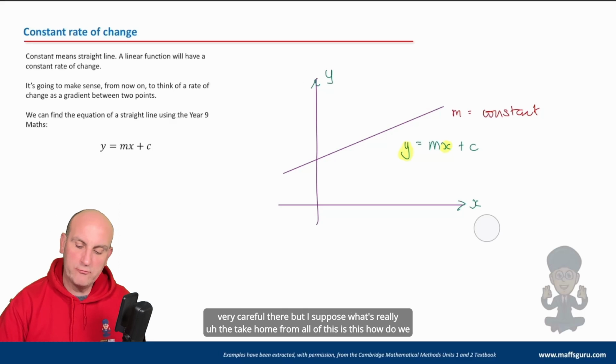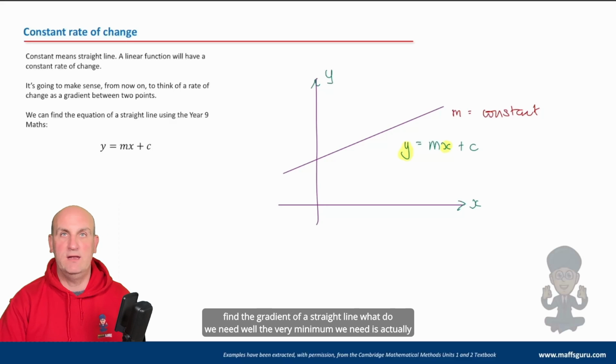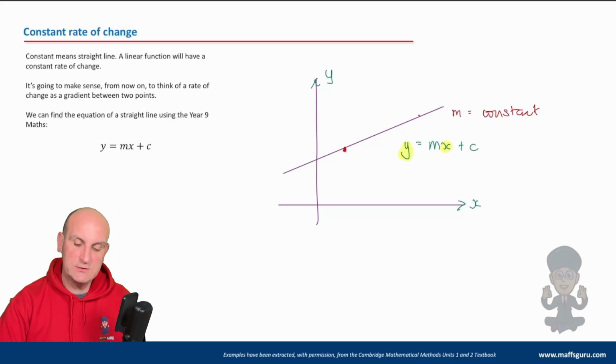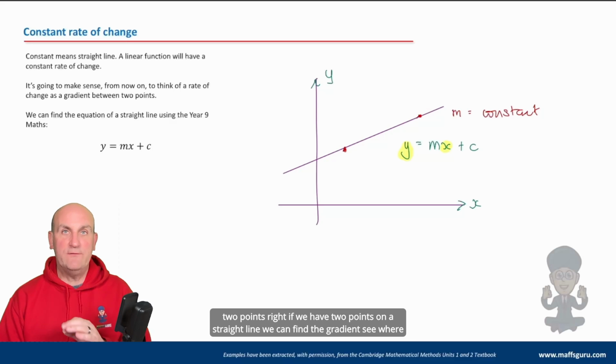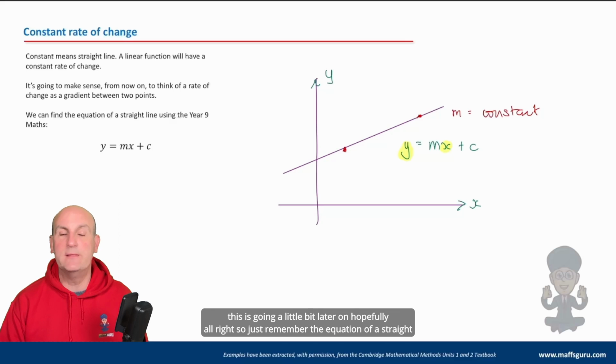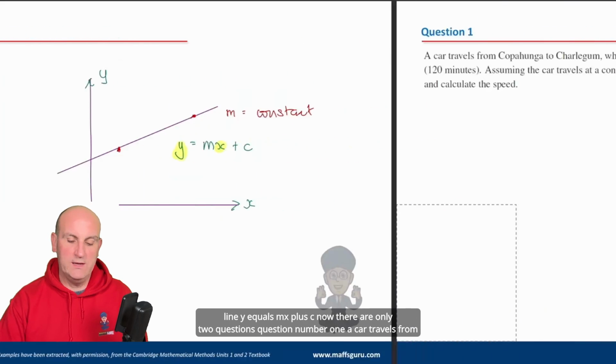But I suppose what's really the take home from all of this is this. How do we find the gradient of a straight line? What do we need? Well, the very minimum we need is actually 2 points. If we have 2 points on a straight line, we can find the gradient. See where this is going? A little bit later on, hopefully. So just remember the equation of a straight line, y equals mx plus c.